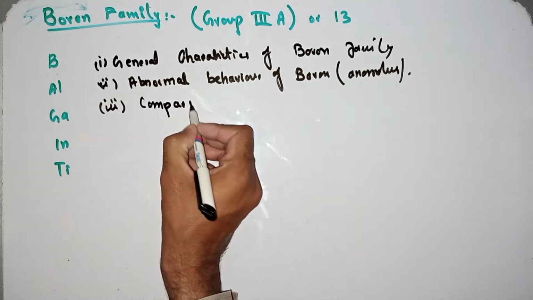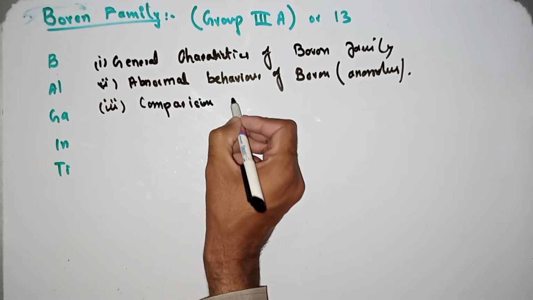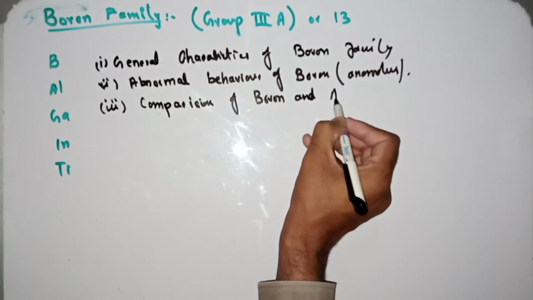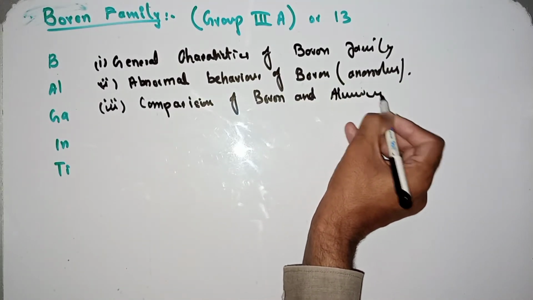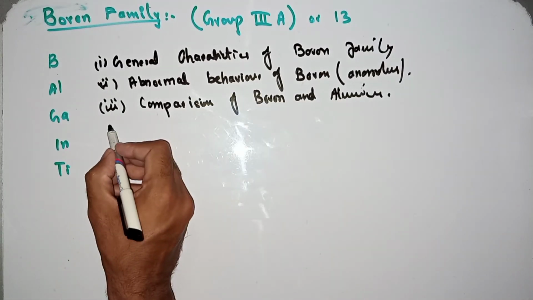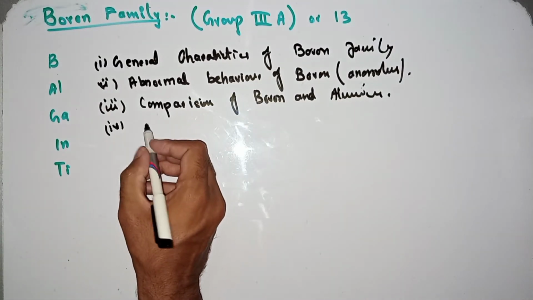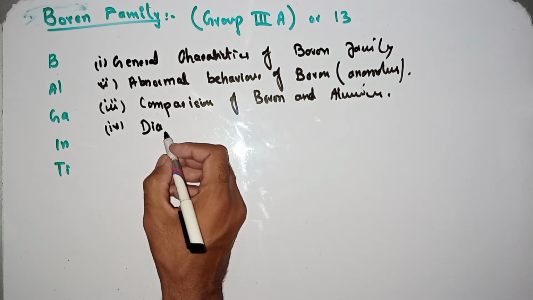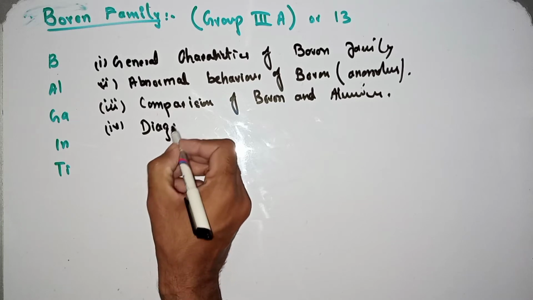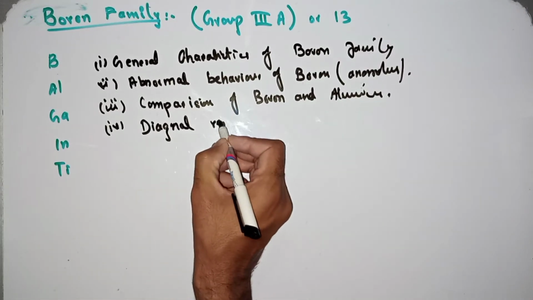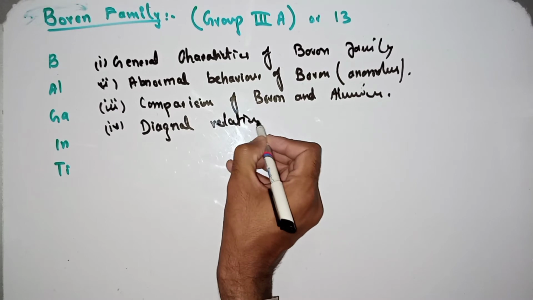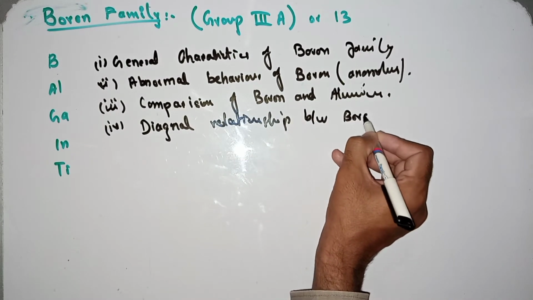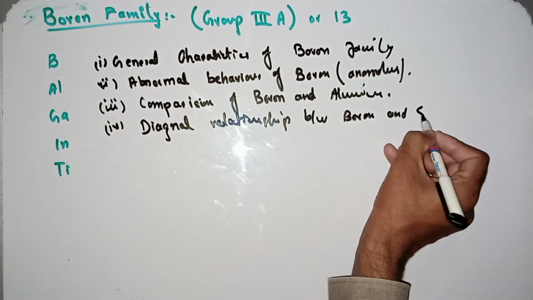And third, we will discuss in this lecture the comparison of boron and aluminium. And we will also discuss the diagonal relationship between boron and silicon.